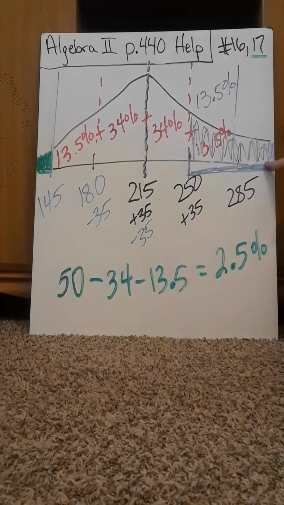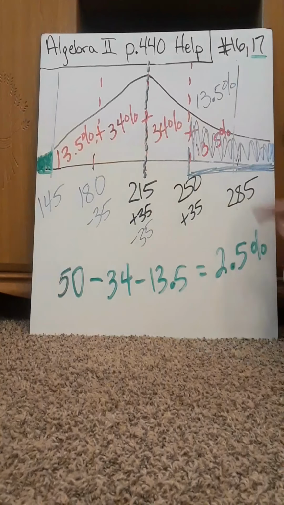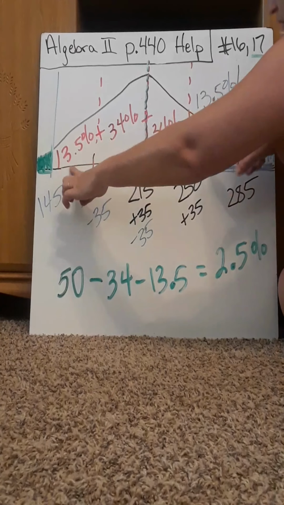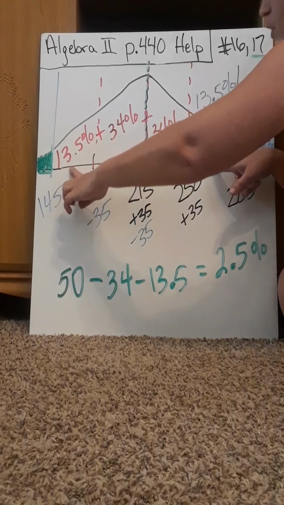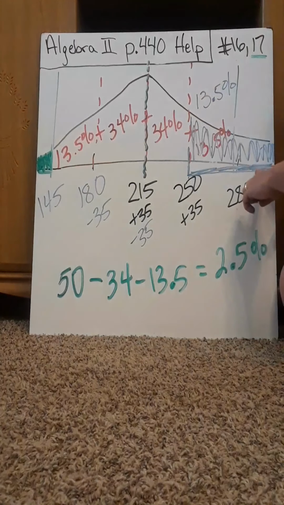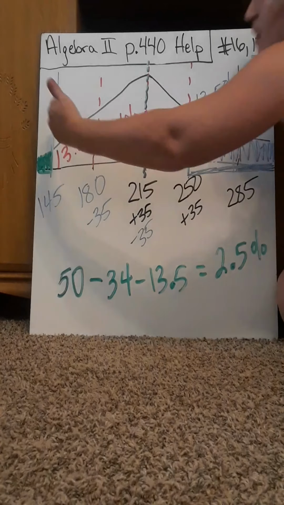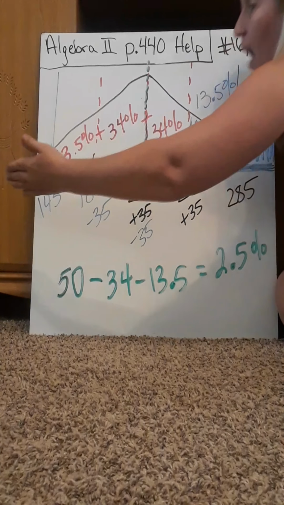And actually, you know this section too. Why? Well, because it's going to be the same as this section over here. This is 34%. This is your 13.5%. This is the same as this, okay? Everything from 13.5 out is going to be the same as everything from this 13.5 out.